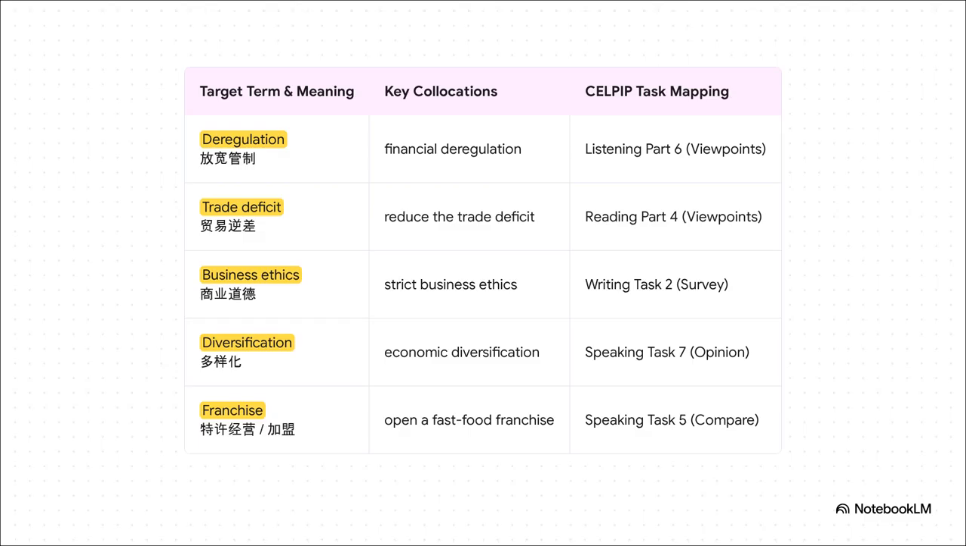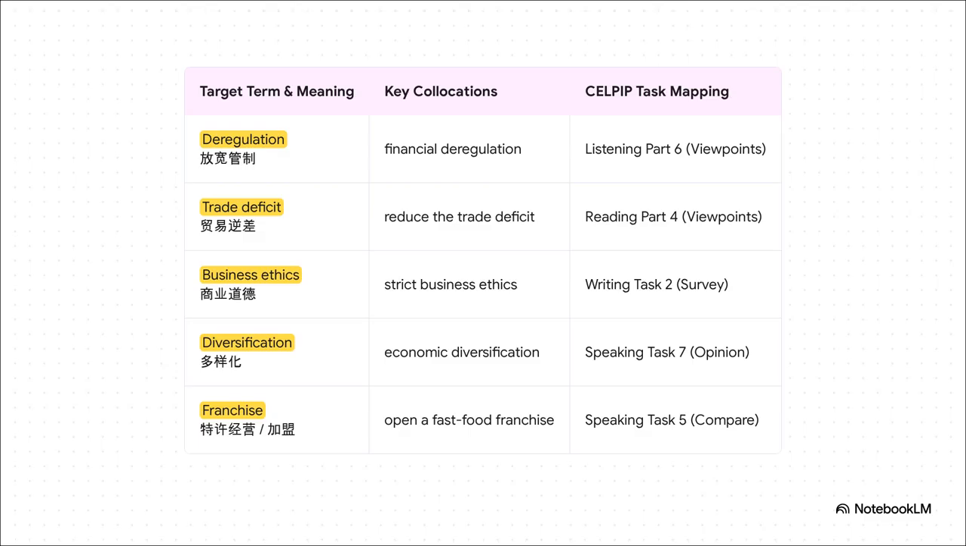It's a foolproof argument. Moving on, diversification. Diversification, 多样化. You can easily support a new community policy in Task 7 by highlighting the urgent need for economic diversification. And finally, franchise. Franchise, 特许经营或加盟.